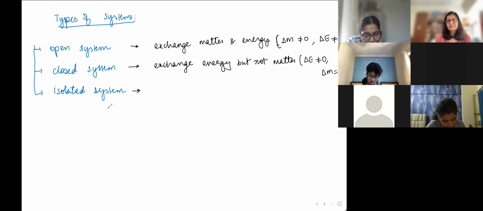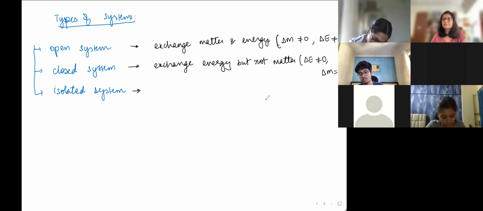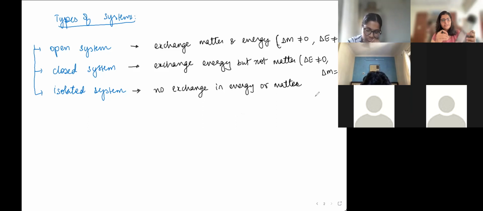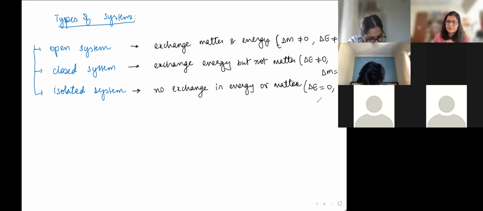And the isolated system. On the basis of this, can you figure out what an isolated system would be? No change in heat, no change in matter. Yes. No exchange. So for the closed system, are we considering the plastic bottle with the cap on? Yes. So I can heat up the water by putting it in a microwave or something, but I can't add more water to it. So delta E is not equal to 0, delta M is equal to 0.